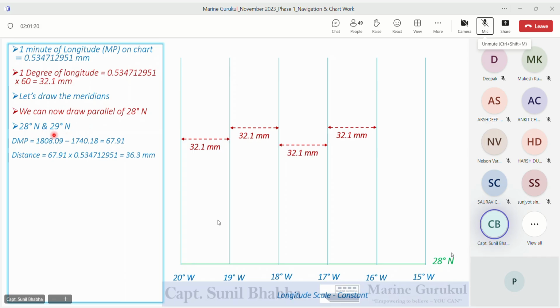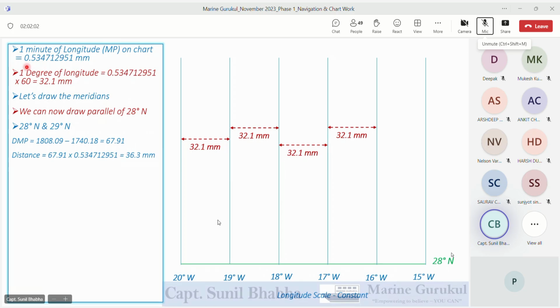So if we find the meridional parts for 29 degrees, it comes to 1808.09, and we see the meridional parts for 28 degrees, it comes to 1740.18. The difference between them comes out to 67.91. So the difference of meridional part between 28 and 29 is 67.91 meridional parts. So there are 67.91 meridional parts to be placed between 28 and 29, or you can also say 67.91 minutes of longitude which are to be placed between 28 and 29.